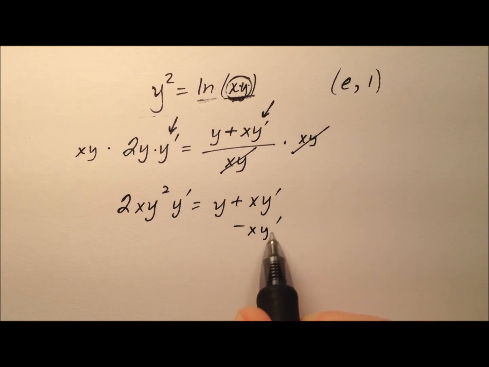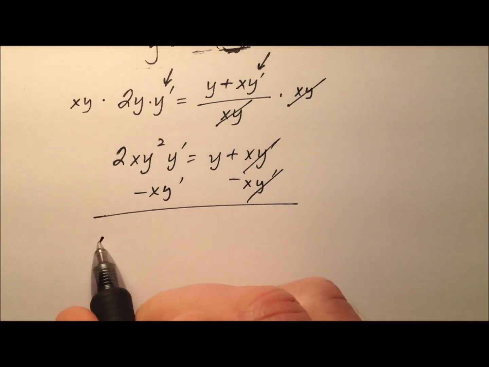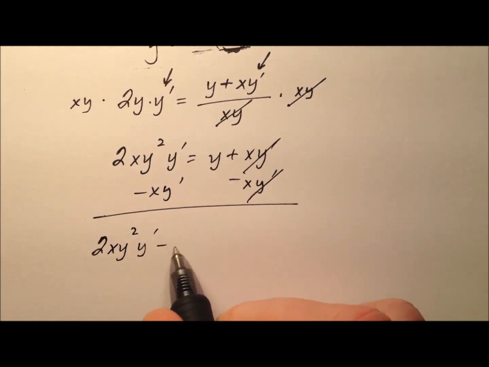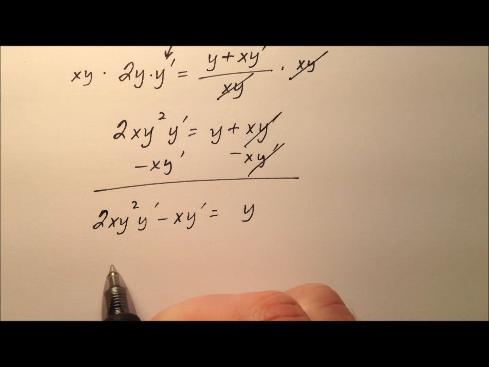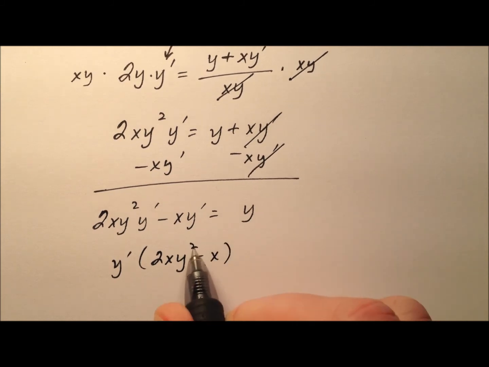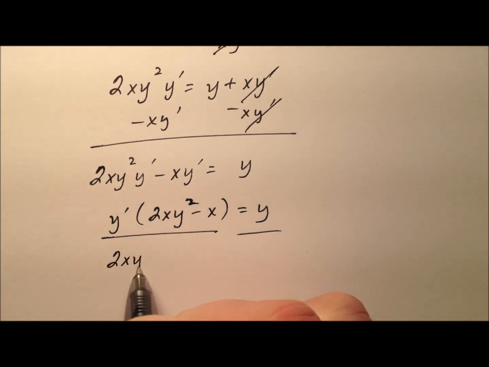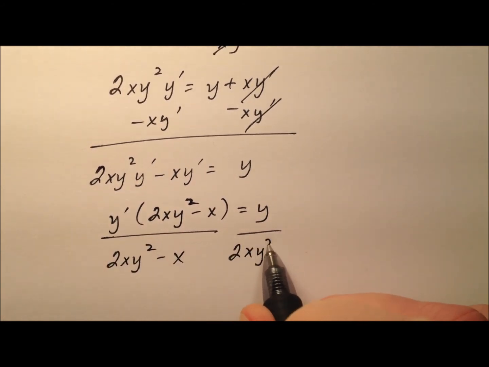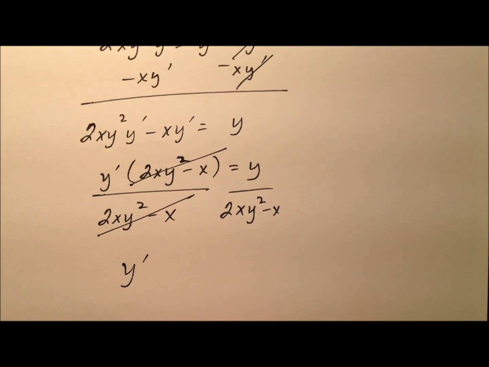Let's subtract this xy prime from both sides so I can get my y prime terms together. So 2xy squared y prime minus xy prime equals, well, it just looks like y. Now let's factor that y prime out. So I have y prime times (2xy squared minus x) equals y. Whenever I divide both sides of my equation by 2xy squared minus x, that will get my y prime by itself, and that will equal y over 2xy squared minus x.